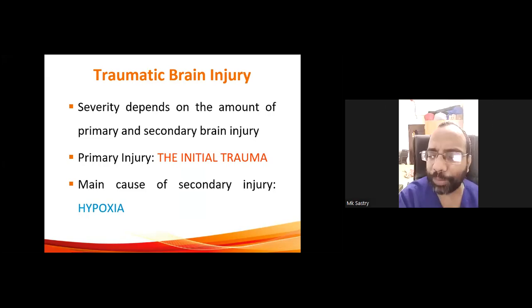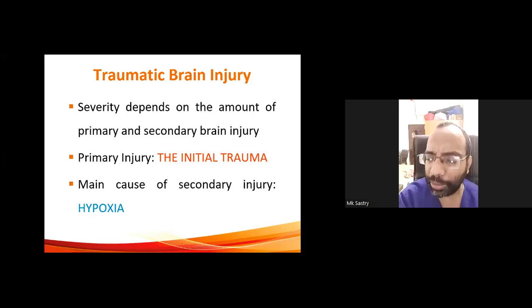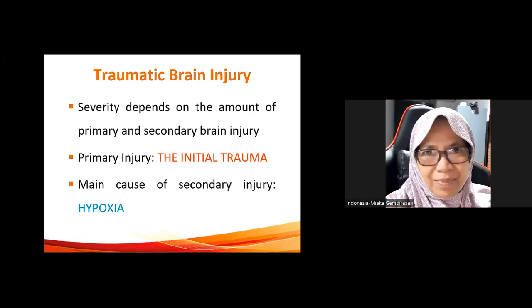So there are two types. What is trauma injury? And second is hypoxia, lack of oxygen in the brain. Clear? Yes, sir.